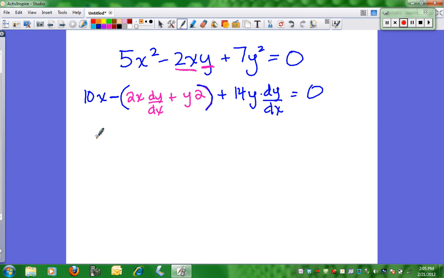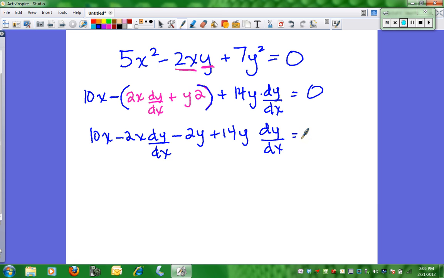Our next job is to get everything with dy/dx on one side and everything else on the other. But first I'm going to distribute this negative, and a lot of you make this mistake: you don't distribute it correctly. So minus 2x, I'm just going to write the coefficient 2 first, dy/dx, plus 14y dy/dx. You try to make shortcuts, and sometimes it gets you into trouble.